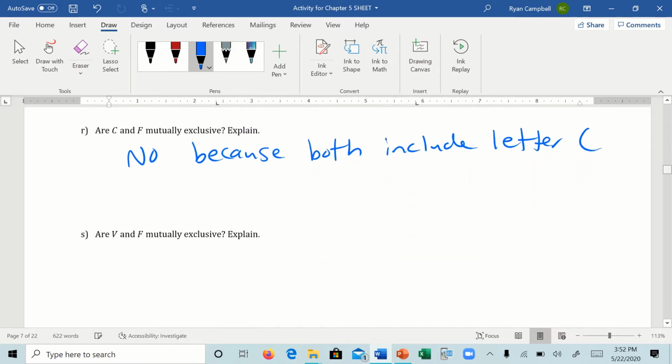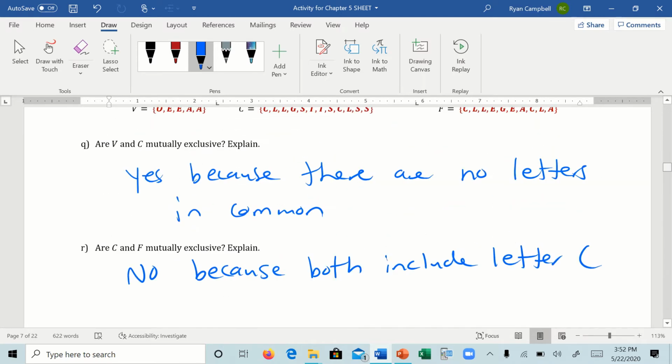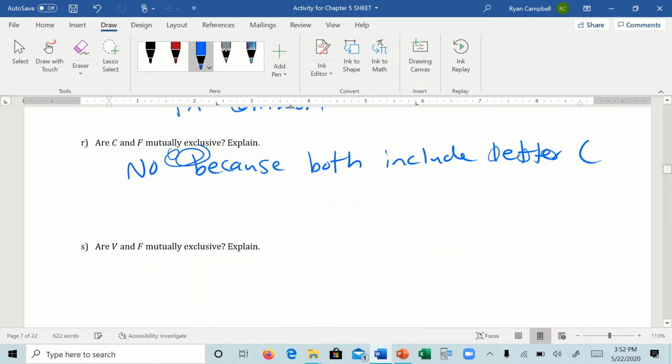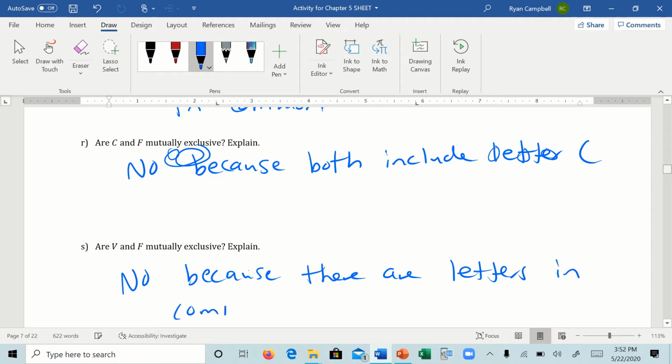All right. What about V and F? Are those mutually exclusive? And as you can see, once again, no. Both of them have an E, an A, and an A. So no, because there are letters in common with both.